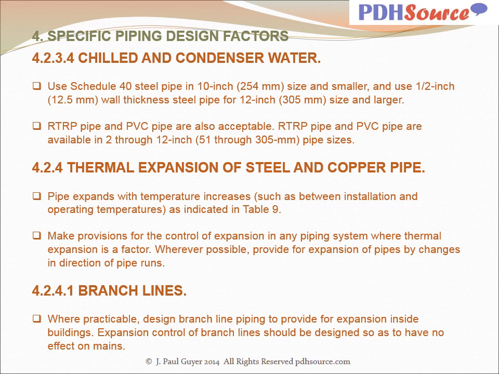With regard to thermal expansion of steel and copper pipe, pipe expands with temperature increases such as between installation and operating temperatures, as indicated in Table 9. Make provisions for the control of expansion in any piping system where thermal expansion is a factor. Wherever possible, provide for expansion of pipes by changes in direction of pipe runs. With regard to branch lines, where practicable, design branch line piping to provide for expansion inside buildings. Expansion control of branch lines should be designed so as to have no effect on the main.